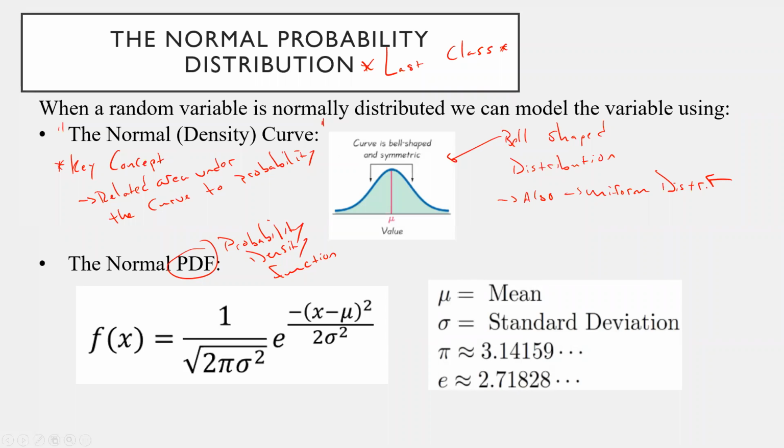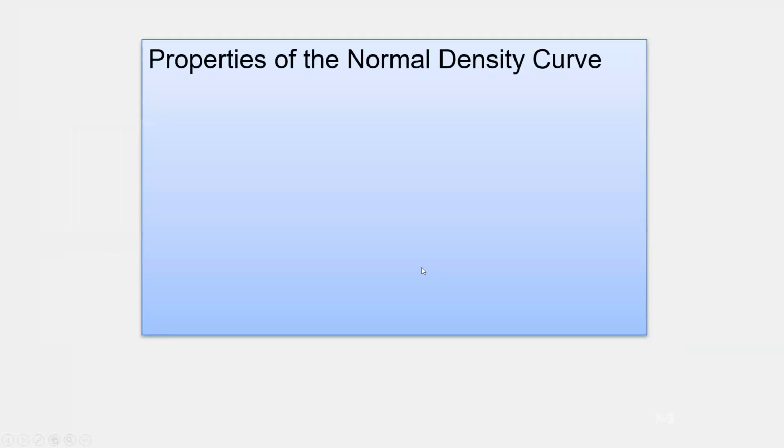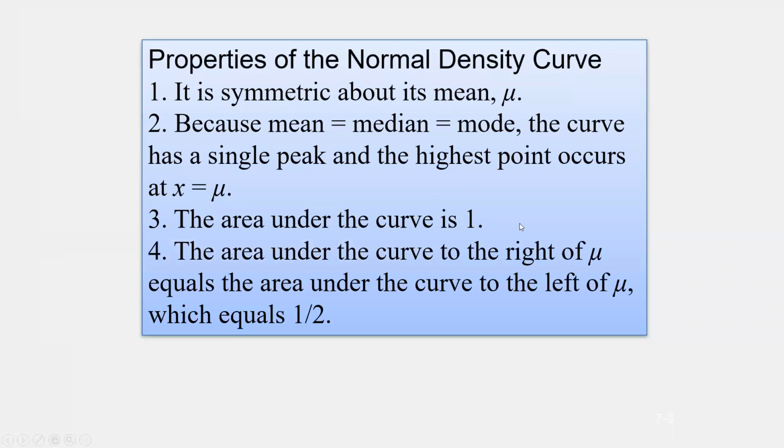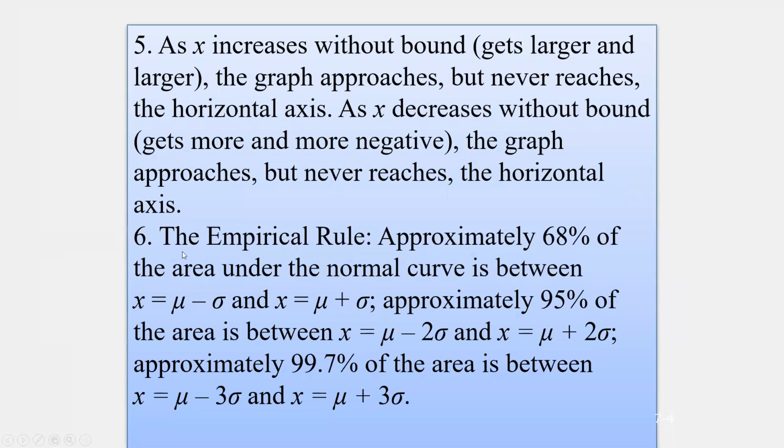Okay. So we said we're not going to work with this formula anymore. It's just terrible, it looks too complicated. So what I did was introduce these properties. The first one is the curve is symmetric about the mean. There's a single peak. Total area under the curve is 1, and that's how we relate it to probability. Because the curve is symmetric and centered at the mean, half the area is above the mean and half the area is below the mean. And the horizontal axis is an asymptote.